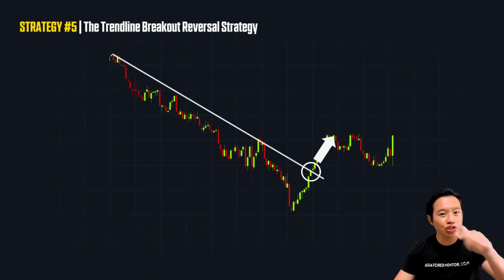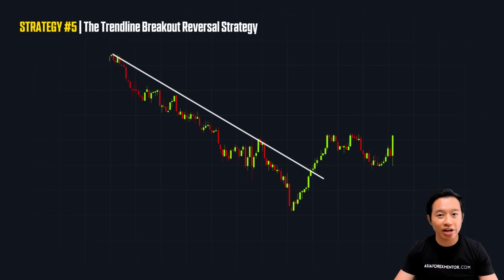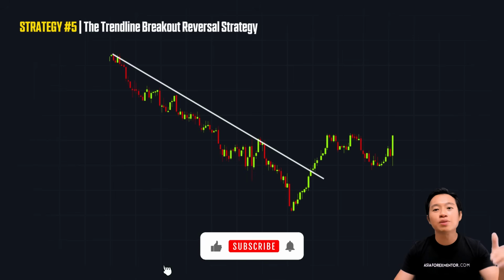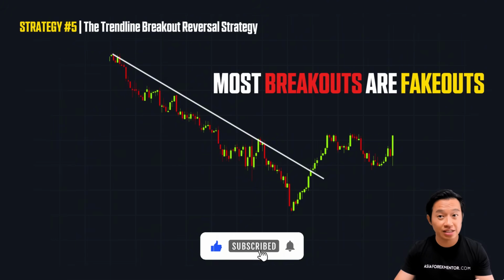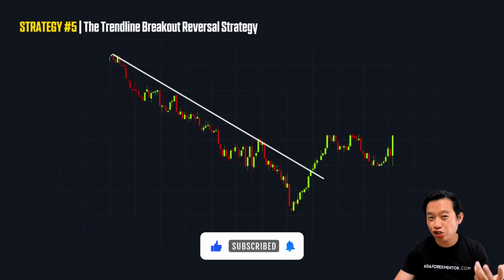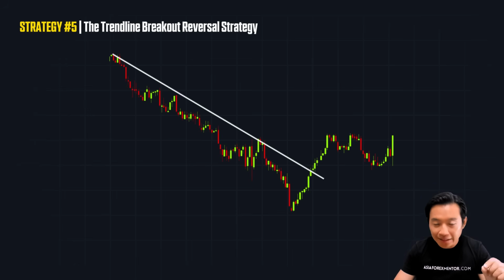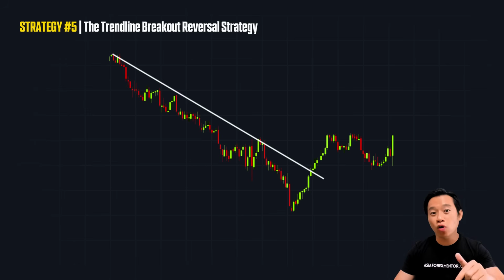Let's be clear. A trend line breaking doesn't mean that the trend is over. In fact, most breakouts are fakeouts. They are just the noise that traps impatient traders. But when we see a real breakdown of structure, that's different. That's entirely different.